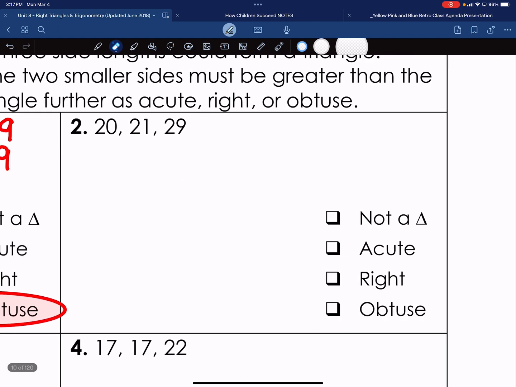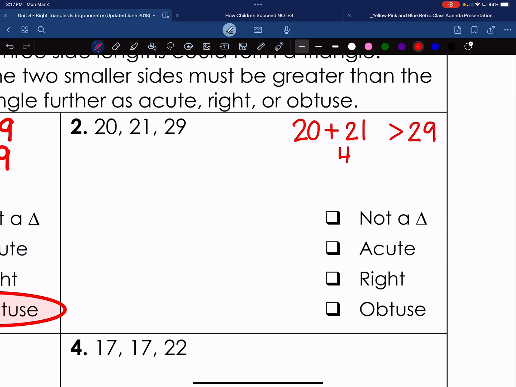We got 20, 21, and 29. What are my two smallest sides? 20 and 21. Okay, so I got to check and make sure it's a triangle. 20 plus 21, is that bigger than 29? Yes. So you got 41 bigger than 29. So we know that it makes a triangle. Now we got to see what type of triangle.